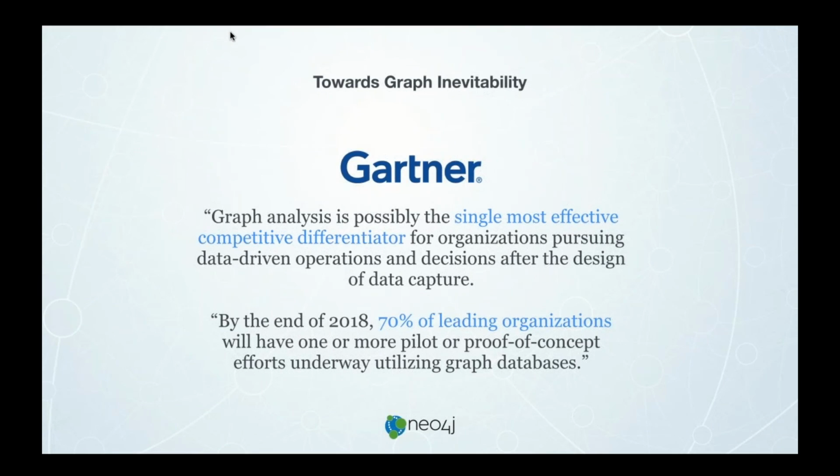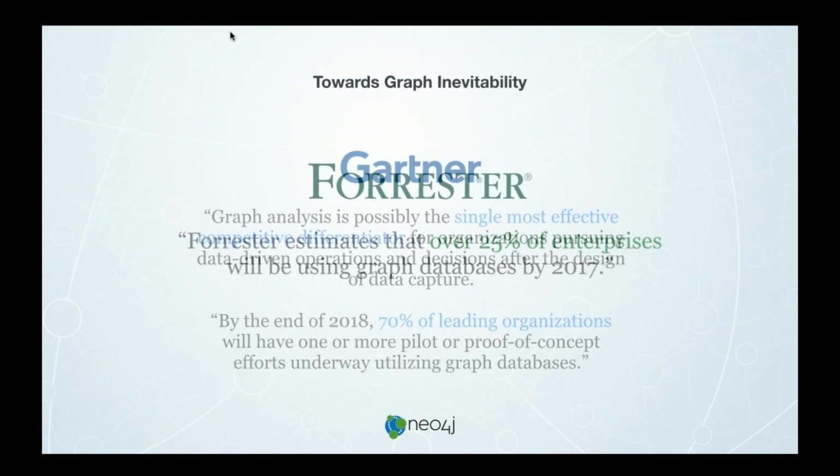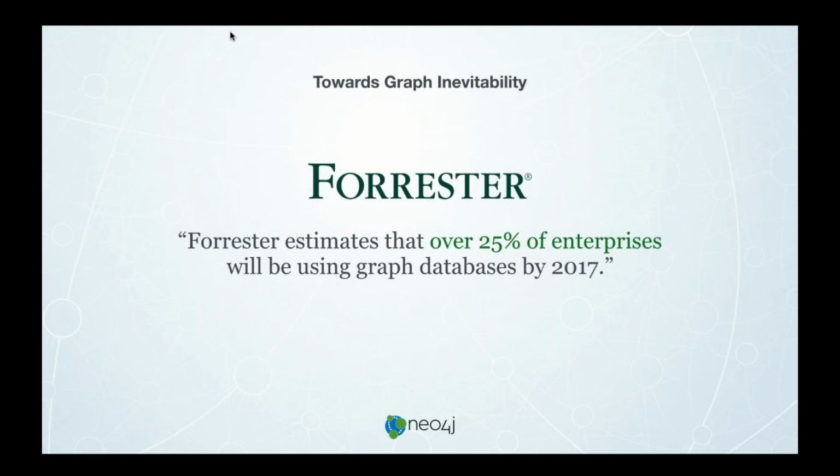We see this in a lot of analyst reports as well, and Gartner talks about graphs being the single most effective competitive differentiator for data-driven operations today, and they predict that by the end of 2018, 70% of all data organizations will have at least one or more pilot or proof of concept on their way. And Forrester goes so far as to say that 25% of enterprises will be using graph databases by next year even. So this is definitely something that we feel. We get a lot of traction from basically all the industries to try out and use this technology to solve more connected data problems.